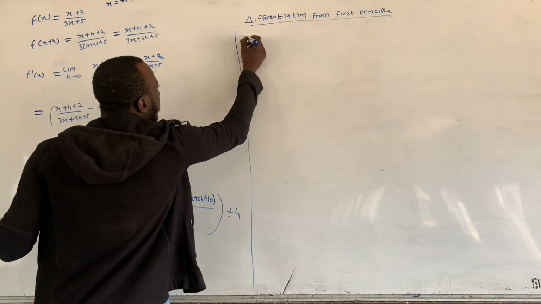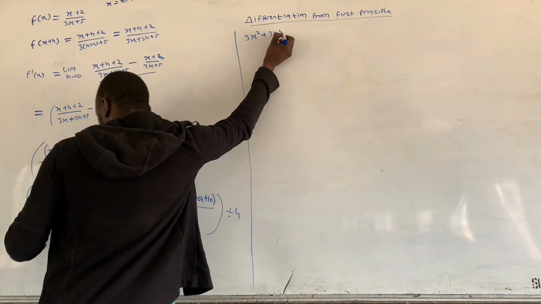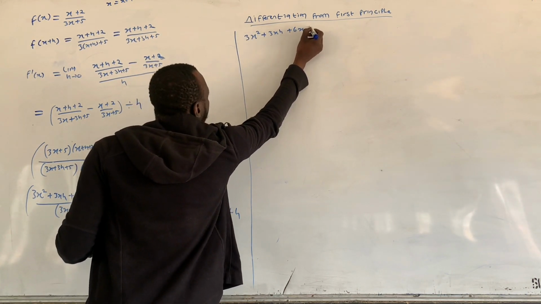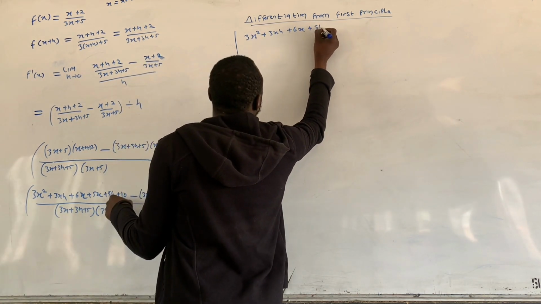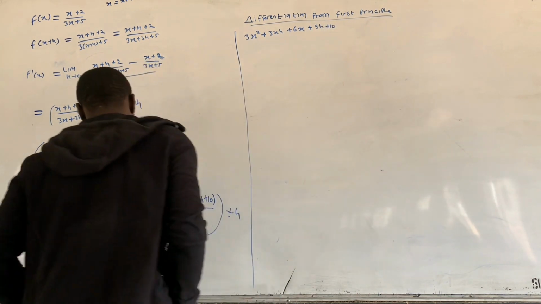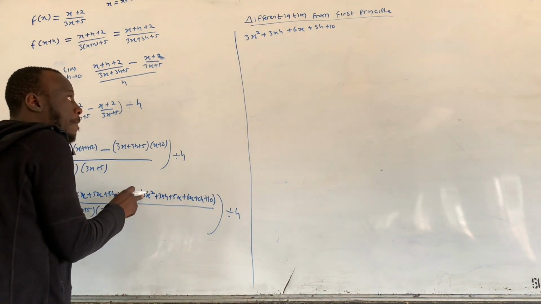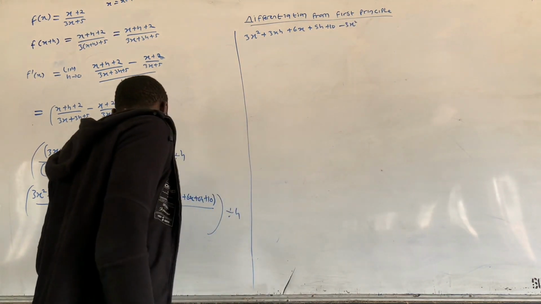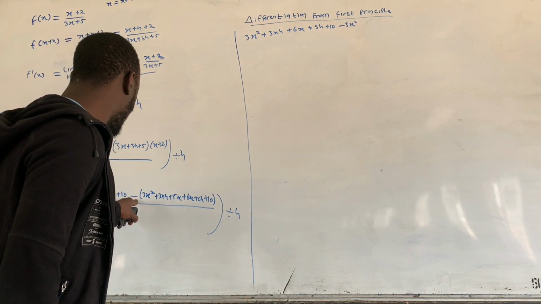We have here 3x squared plus what? 3xh plus 6x plus what? Here we have 5h plus what? Plus 10. Then now, minus times plus here, we have minus 3x squared. You see? Here we have minus again here.